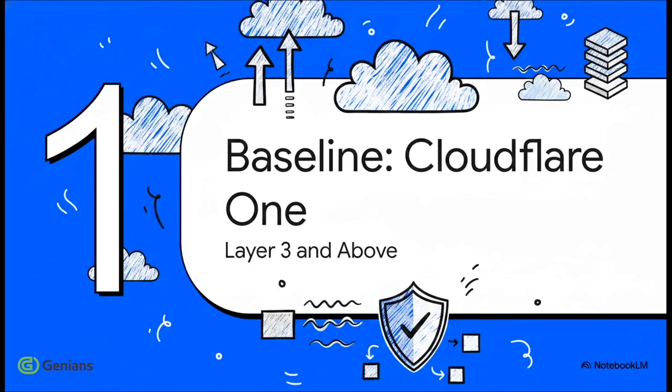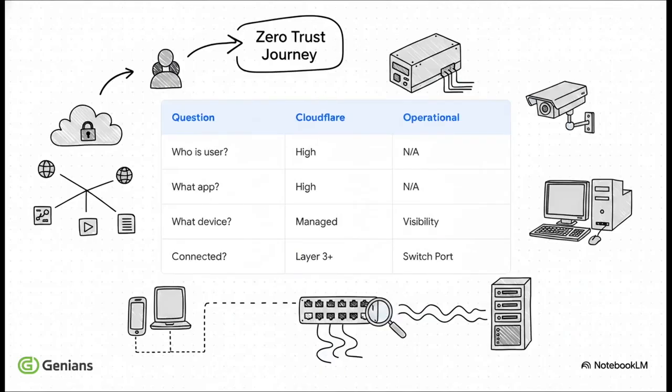The baseline, Cloudflare 1. Now, we absolutely have to establish what Cloudflare does perfectly. And I mean perfectly. Cloudflare 1 has literally transformed Zero Trust. Layer 3 and up, it's phenomenal. Zero Trust network access, secure web gateways, DDoS, DNS filtering. It handles identity and managed endpoint posture without breaking a sweat.